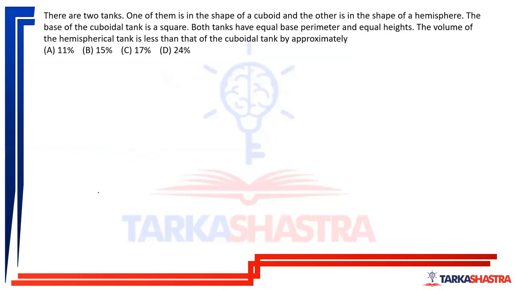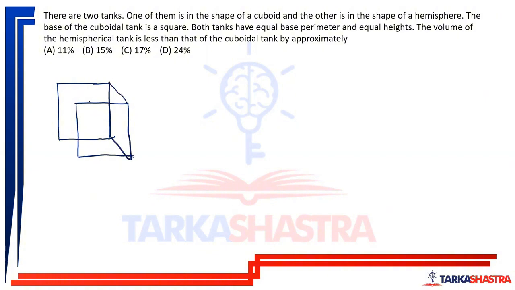Moving forward to the last question. So there are two tanks. One of them is in the shape of a cuboid and the other is in the shape of a hemisphere. The base of the cuboidal tank is square. So let us say this is A, this is A. Both the tanks have equal base perimeter.